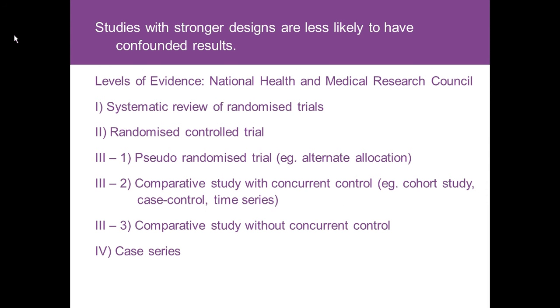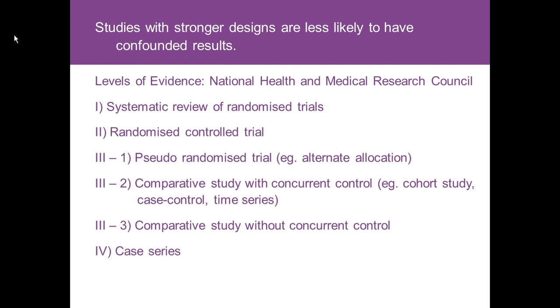Studies with stronger designs are less likely to have confounded or biased results. The National Health and Medical Research Council has described 4 levels of evidence, the highest level of evidence being a systematic review of randomized trials. The second highest level of evidence being randomized controlled trials.